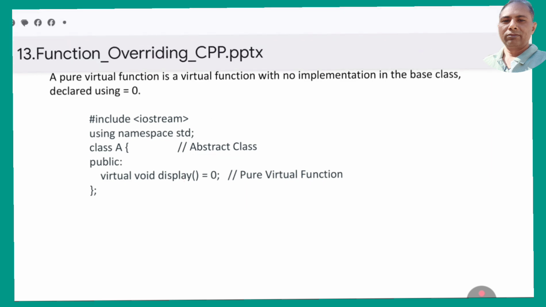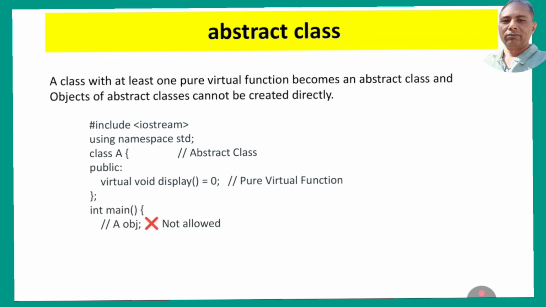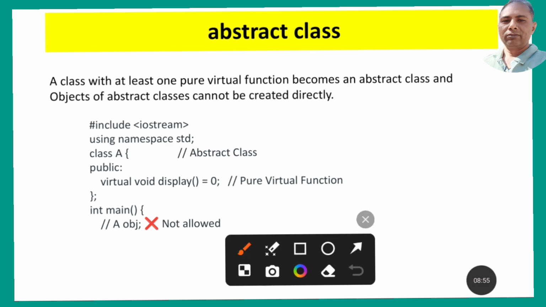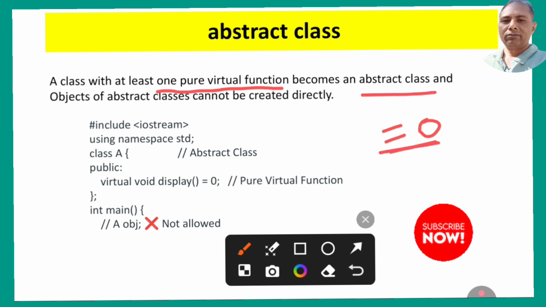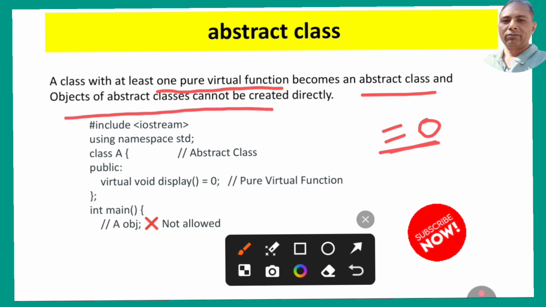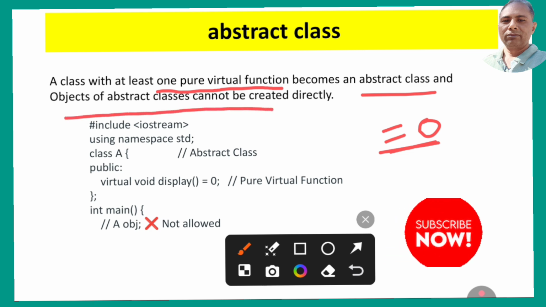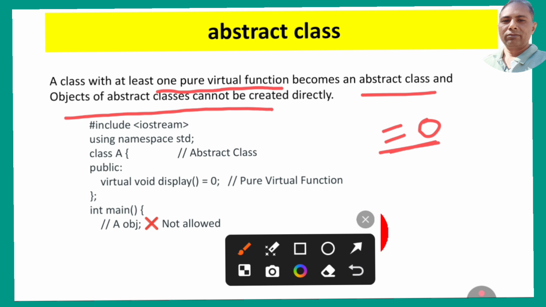Now if we talk about the abstract class, what is the meaning of abstract class? A class with at least one pure virtual function. If any class has at least one pure virtual function, meaning a virtual function with equal to 0 written over there, then that class is known as an abstract class. The object of an abstract class cannot be created directly.